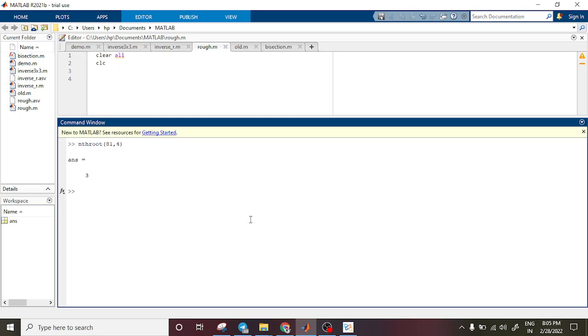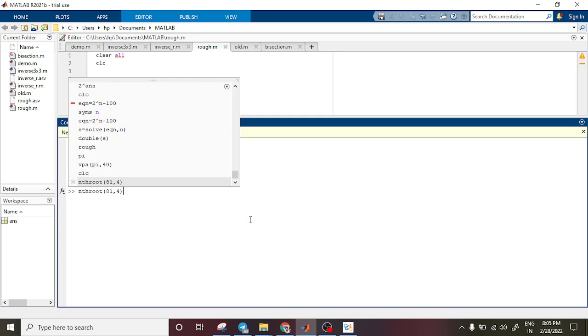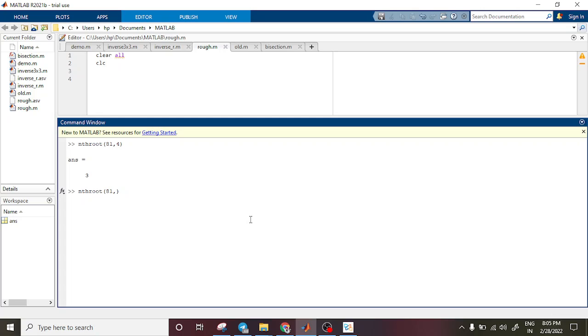If I want the fifth root, I change that to 5, and the answer will be this. You can cross-check it: what will be the 5 power of that answer? You can see that we get the same answer again. Now after this, clc.